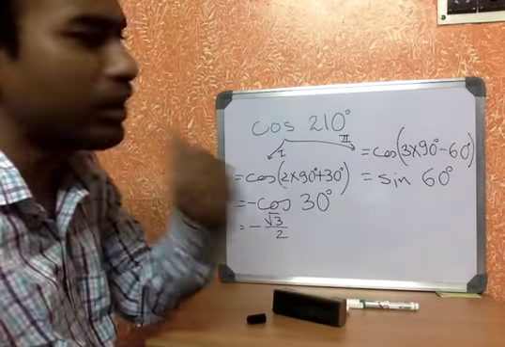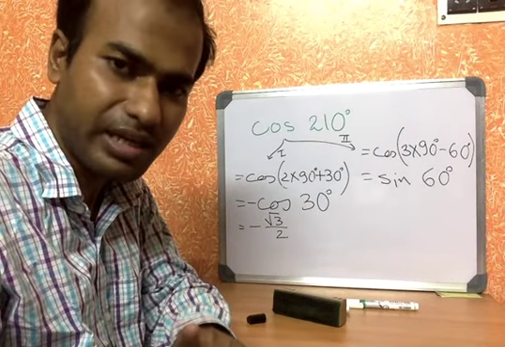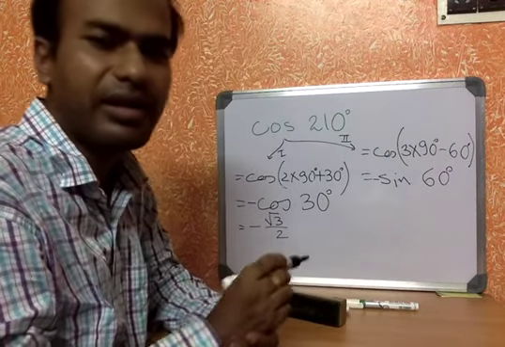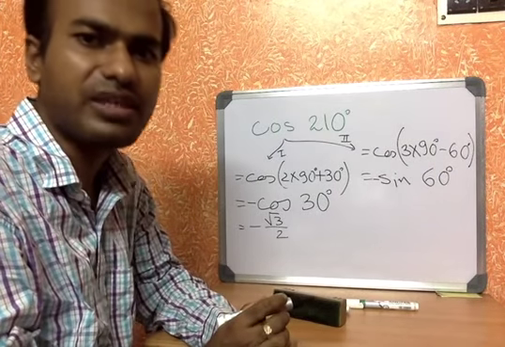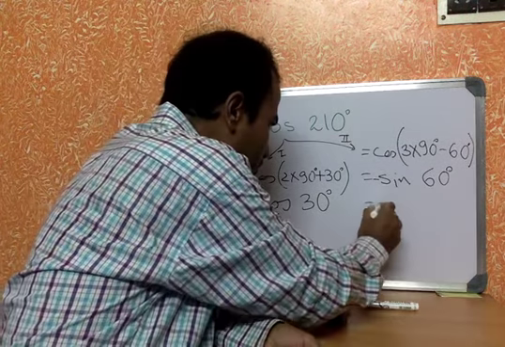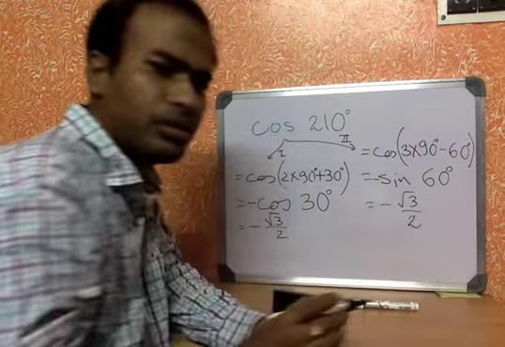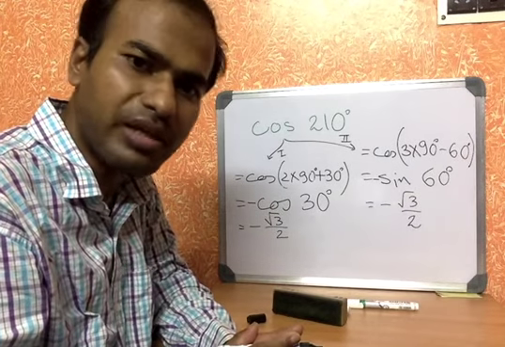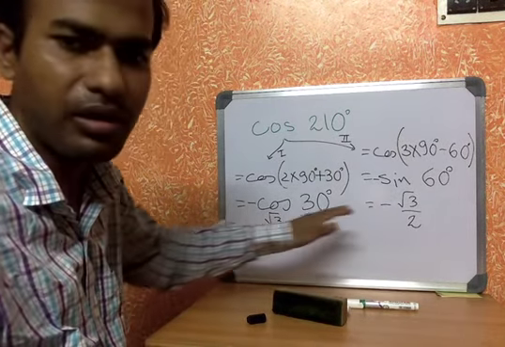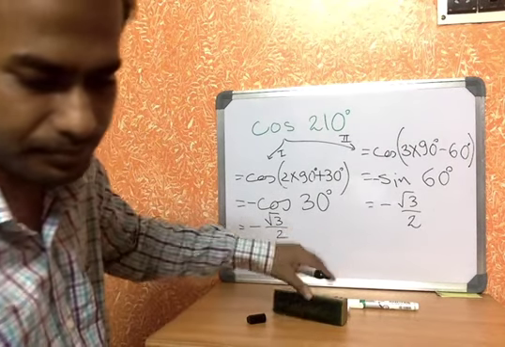Now cos of 3 into 90 degree minus 60 degree again lies in the third quadrant where cos is negative. So it will be minus sine 60 degree. What is the value of sine 60 degree? You know, it is root 3 by 2. So the answer will be minus root 3 by 2. So whatever the way, the answer will be the same. Okay, we may take one more example.